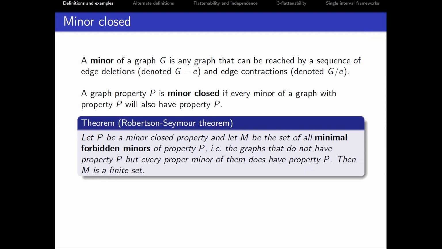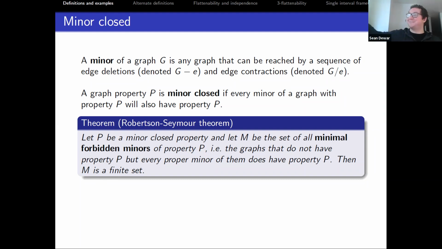Okay, and then can we give another example of a minor closed property? Yes, I was going to get into this. I just mentioned planar graphs. There are also toroidal graphs. Toroidal graphs are graphs that can be embedded on the torus so that none of the edges cross.